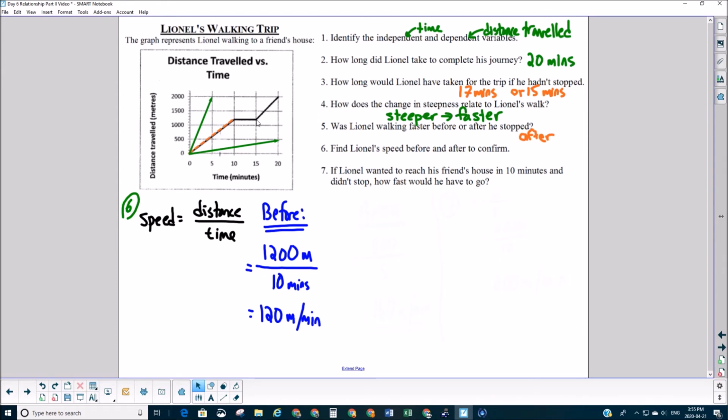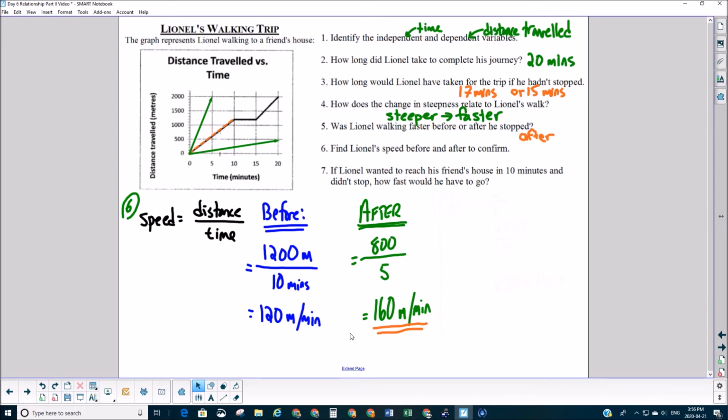And then afterwards, let's examine after. He starts here, so he's at the 1,200 meter mark, and then he finishes at 2,000. So that's a difference of 800. He goes 800 meters, but it only takes him 5 minutes to do this last little part. So 5 minutes. If you divide that, you get 160 meters per minute. And so now you have the math to confirm that he is going faster afterwards.